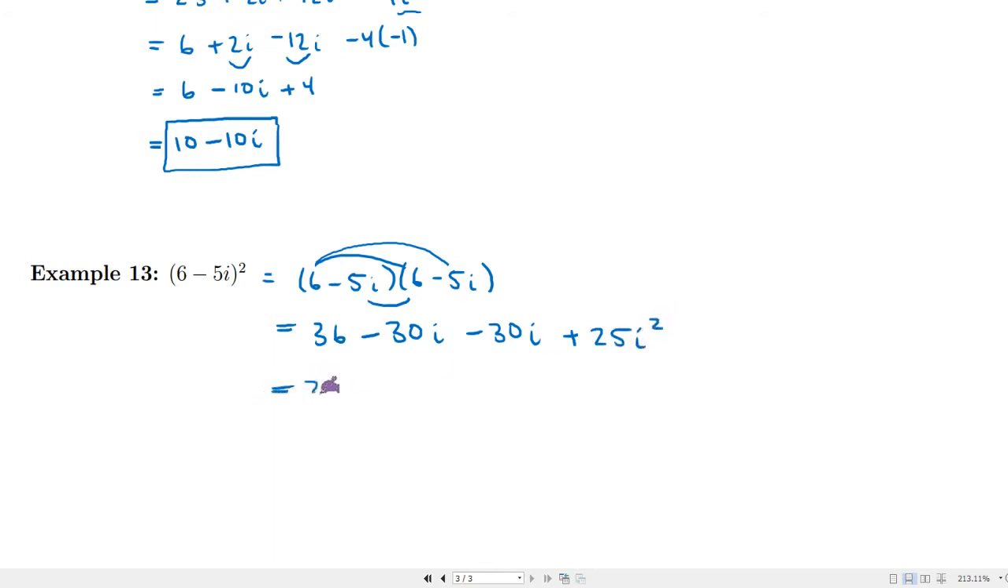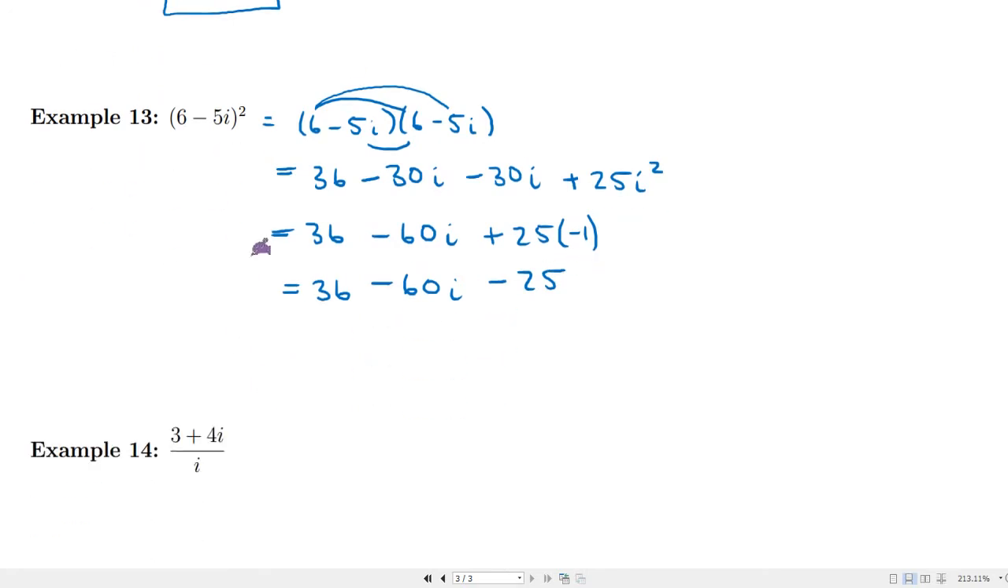So this would be 36 minus 60i, right? Minus 30 is minus 60, plus 25 times negative 1. So this will be 36 minus 60i minus 25. So that means we will have 11, right? 11 minus 60i.